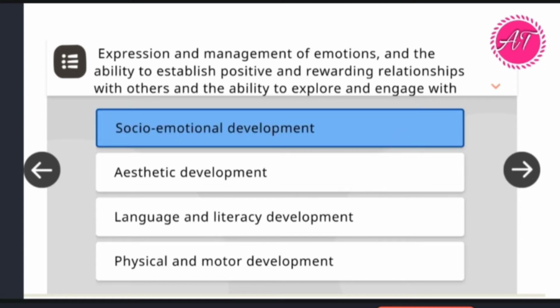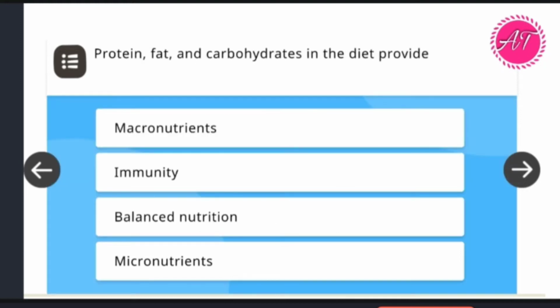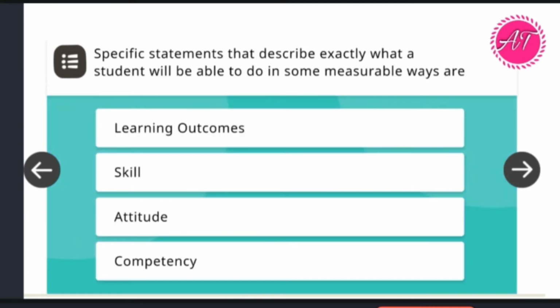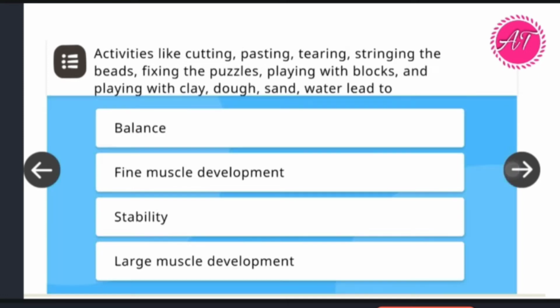Next quiz. Protein, fat, and carbohydrates in the diet provide. So the answer will be macronutrients. Specific statements that describe exactly what a student will be able to do in some measurable ways are. So the answer we have here will be learning outcomes. Let's move on to our next quiz.